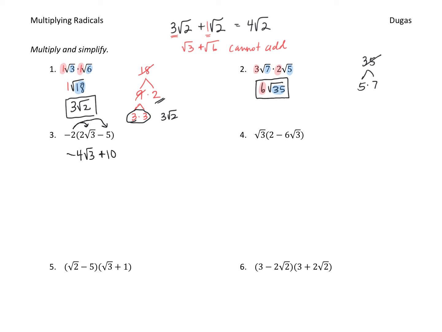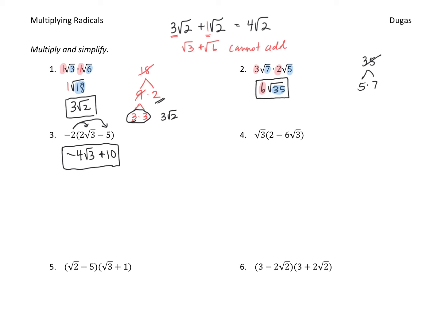Now you may be tempted to combine these together and say, oh, this is 6 square root of 3. Not okay. Remember, to add, you have to have like radicals. The negative 4 is attached to that square root of 3, and 10 does not have a square root of 3 attached. So those are not like terms, so you cannot add them together. So this is it. This is where you stop.